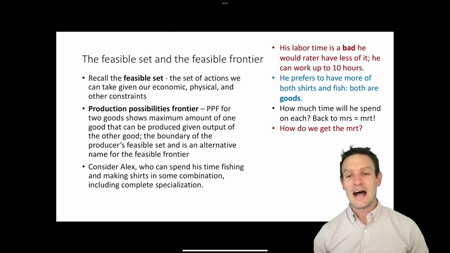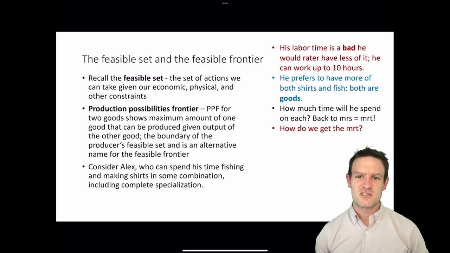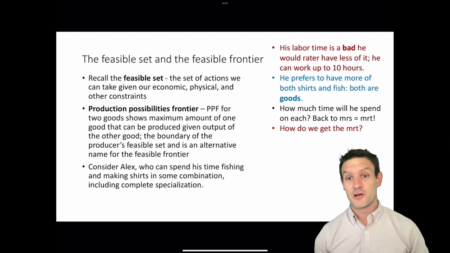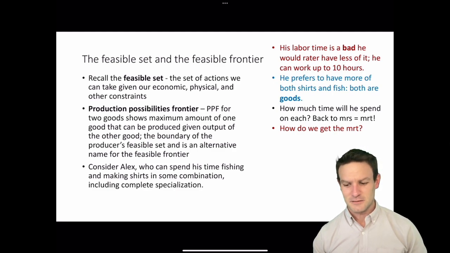Now, the question is, how much time will he spend on getting these fish and shirts, things that he likes both of? Well, we're going to have to find MRS equal to MRT in order to find out how many of those two items he's going to consume. Now, the question then is, how do we get the MRT? We're going to have to find a production possibilities frontier for Alex. We're going to have to find it for the two goods, fish and shirts. And we're going to then have to find the MRT between fish and shirts, these two items that Alex likes.